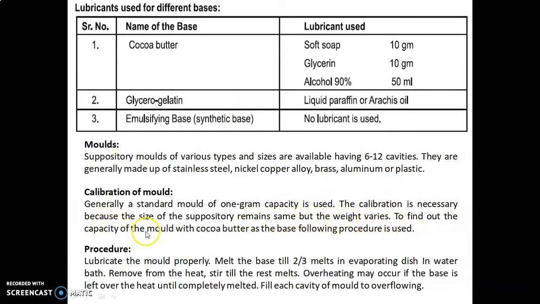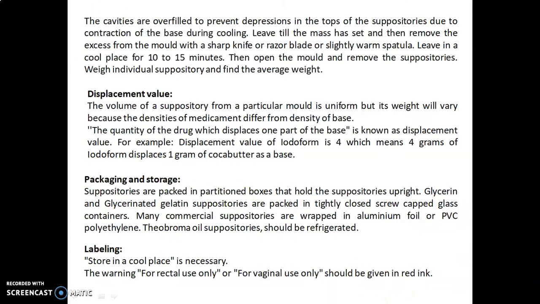To find out the capacity of the mold with cocoa butter as the base, the following procedure is used. Lubricate the mold properly. Melt the base in an evaporating dish in a water bath until two-thirds has melted, remove from the heat, and stir until the rest melts. Overheating may occur if the base is left over the heat until completely melted. Fill each cavity of the mold to overflowing.